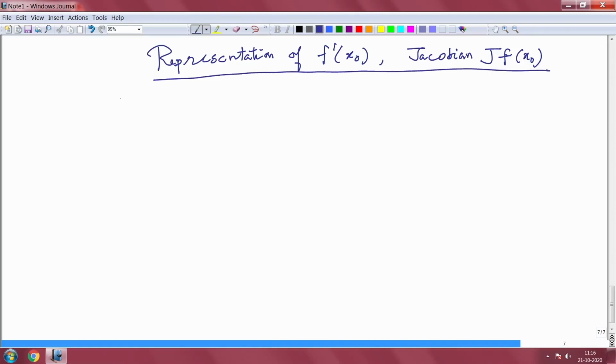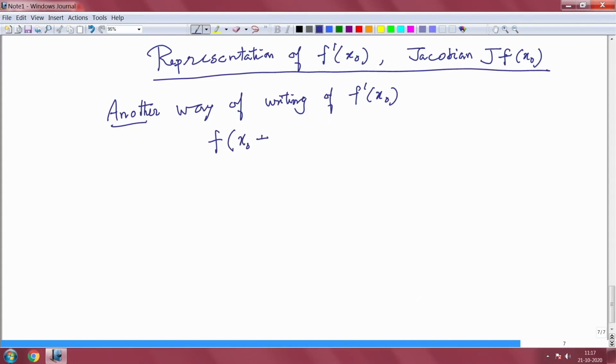Before that, I want to introduce one more thing: another way of writing the same thing, another way of writing f prime of x naught. Here there is an important subtle point which you have to understand. You look for points nearby. f of x naught plus h has a representation: f of x naught, plus the Rm valued f prime of x naught acting on h, because this is a linear transformation, plus a term R of h. This is just not enough.